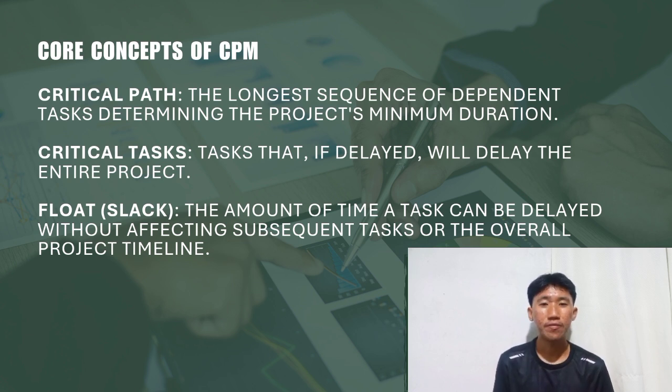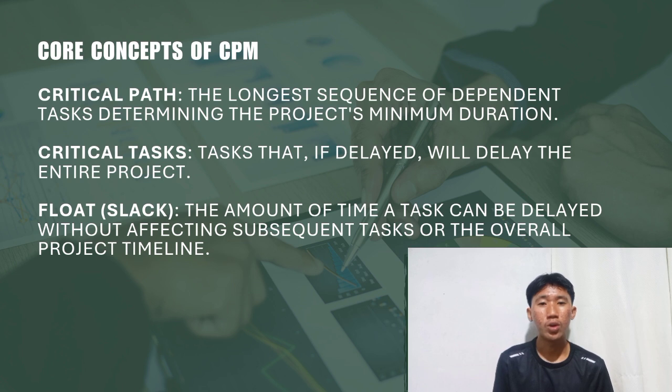So we have here the first, the critical path. This is the longest chain of dependent tasks in your project. It shows the minimum time your project needs to be completed. So if any task on this path is delayed, the entire project will be delayed too.